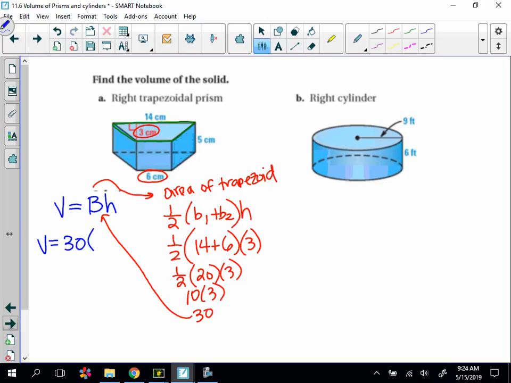And then this height, 5, is the height of the prism, the distance between the bases. So then I'm going to plug my 5 in here. And so my volume is going to be 150 units cubed. My units are centimeters. So 150 centimeters cubed is the volume.